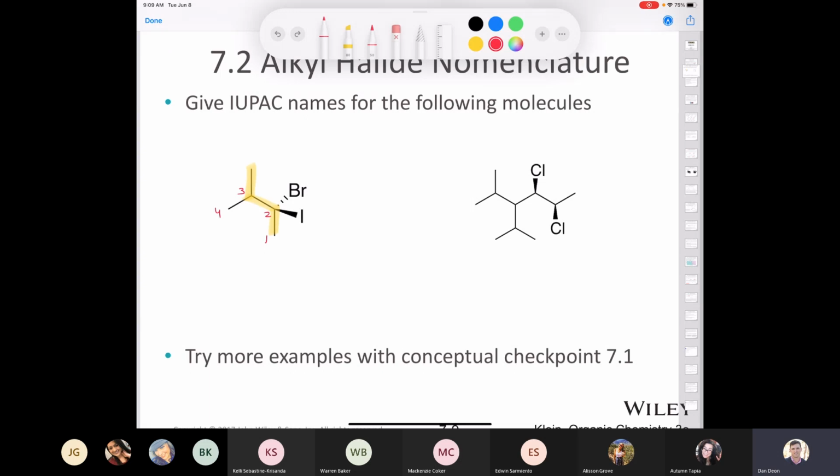So let's put that all together. It's S-2-bromo-2-iodo-3-methyl butane. All right. This whole thing about looking down the bond is one of the limitations of teaching remotely, in my opinion, because it's a lot easier to see where students are at when you're face-to-face in the classroom. All right, let's try the next one.